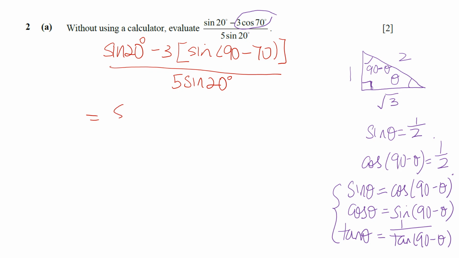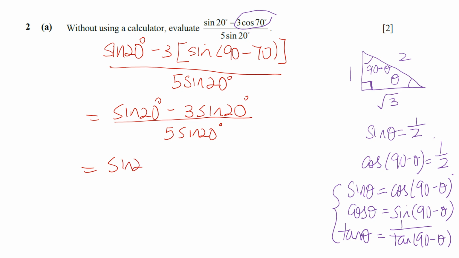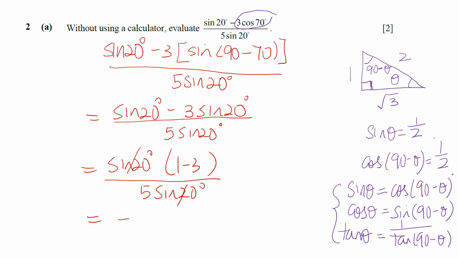Right, and that will give us sine 20. So you will see that sine 20 is actually the common factor, which I can factorize out. And my sine 20 divided by sine 20 will give me 1. 1 minus 3 will be negative 2. So the answer you get will be negative 2/5. Right, so this you need to remember.